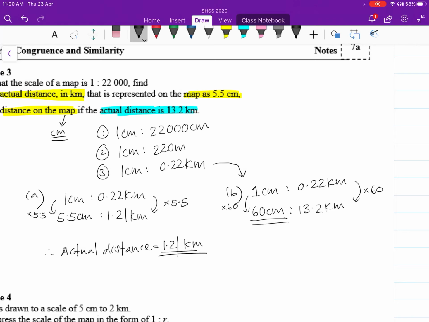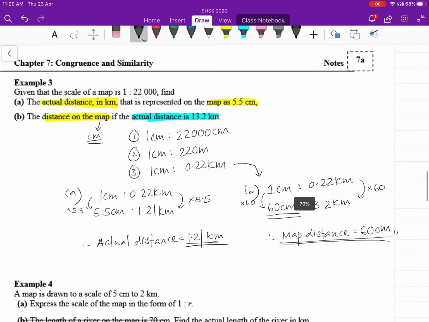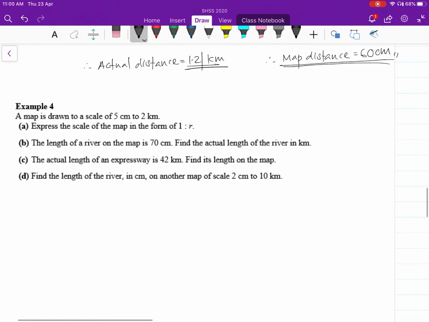Although I know this is my answer, I still need to write, therefore, map distance is 60 cm. And I'm done. Simple? Very simple. Now, example number 4.